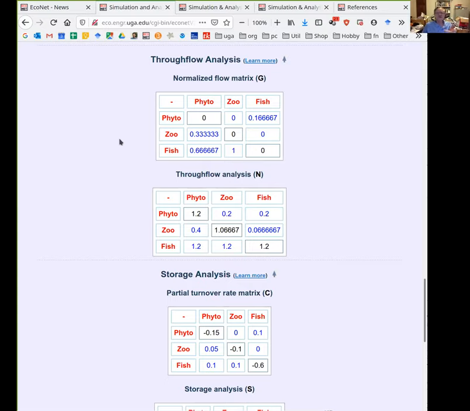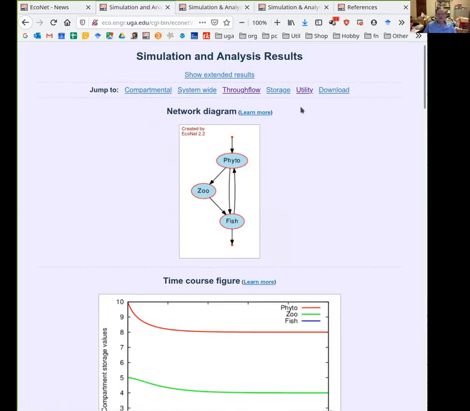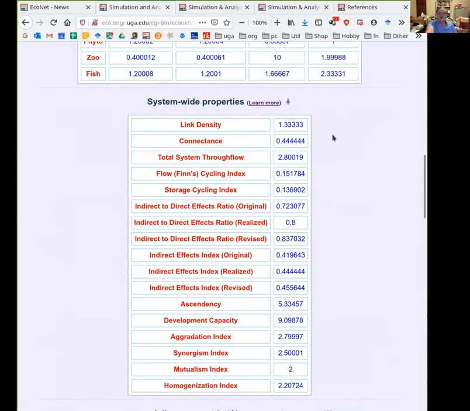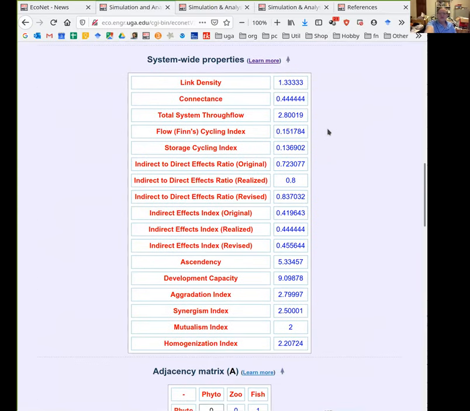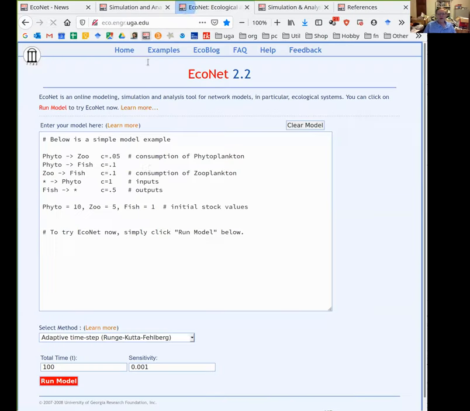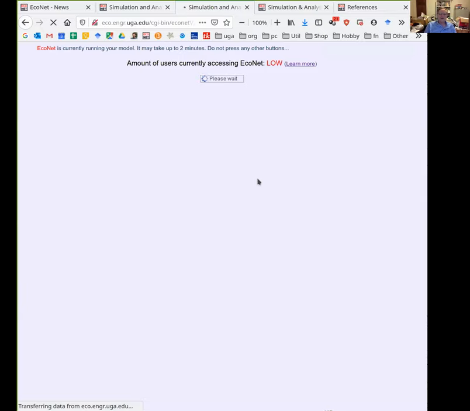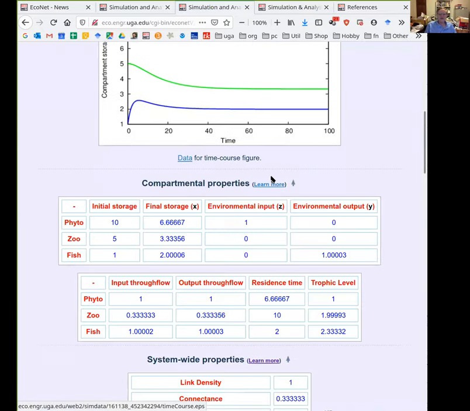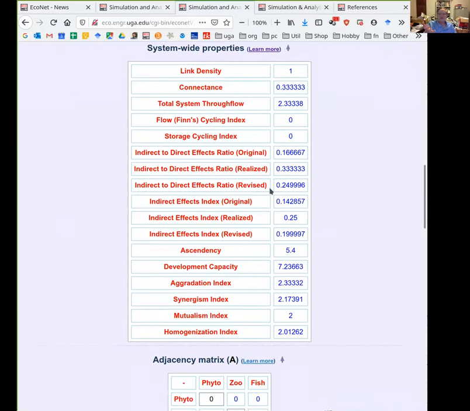Janir, if you could go back up to the top where you have the system-wide measures for a second. I wanted to show another one. If you look at the indirect effects, I don't know if we can compare it to the previous run, but I'm sure it's going to be higher. That's generally what you find in most of the models: when you include cycling, indirect effects are going to go up, in general.